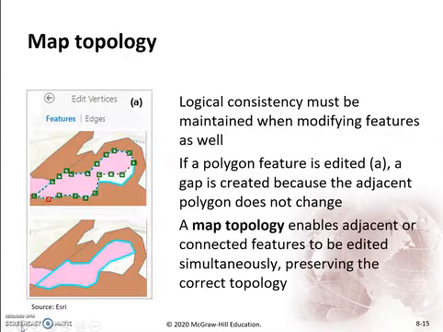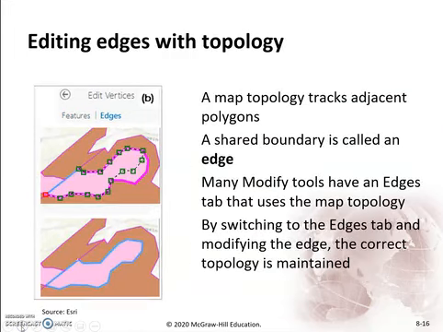Logical consistency must be maintained when modifying features as well. If a polygon feature is edited, a gap is created because the adjacent polygon does not change. A map topology enables adjacent or connected features to be edited simultaneously, preserving the correct topology. A map topology tracks adjacent polygons. A shared boundary is called an edge. Many modifier tools have an Edges tab that uses the map topology. By switching to the Edges tab and modifying the edge, the correct topology is maintained.